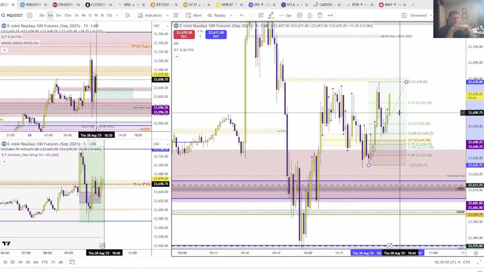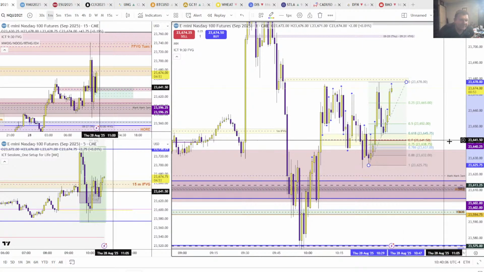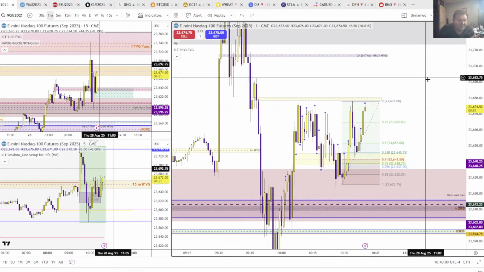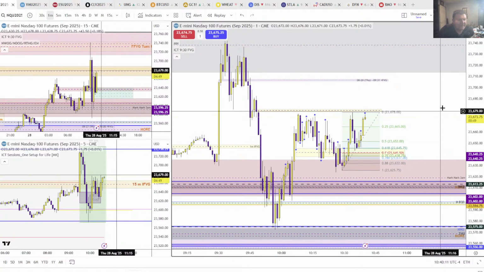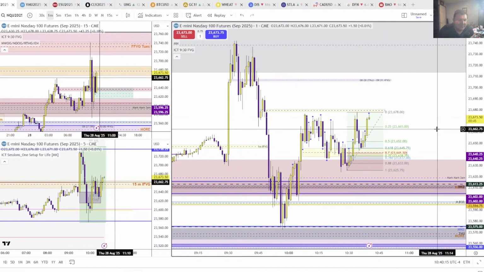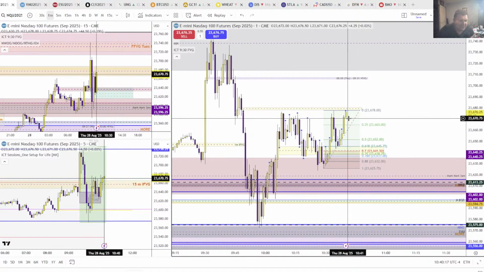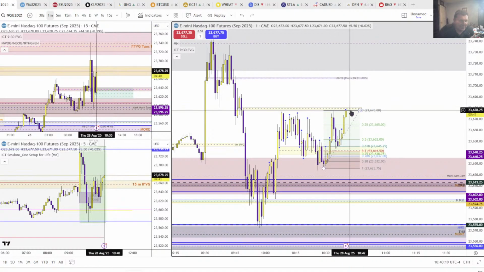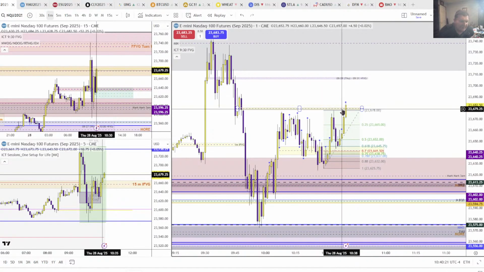11 a.m. is coming, my friend. It is indeed. Let's see a big green candle. Chop's filled, too much for me. There you go. Let's get some chop.